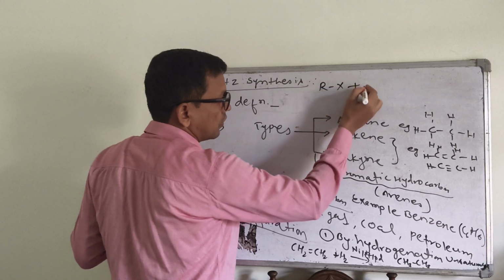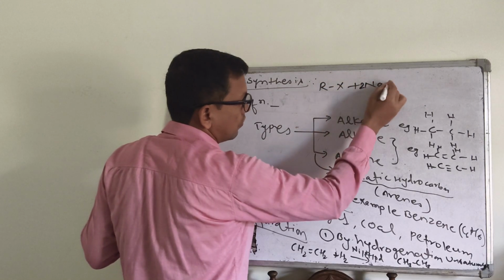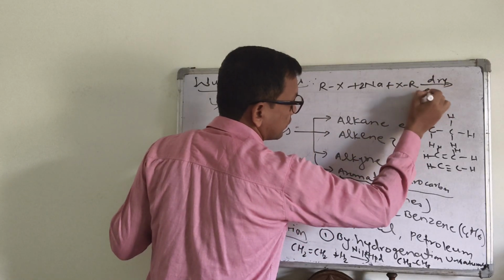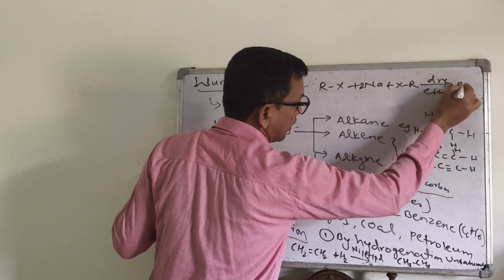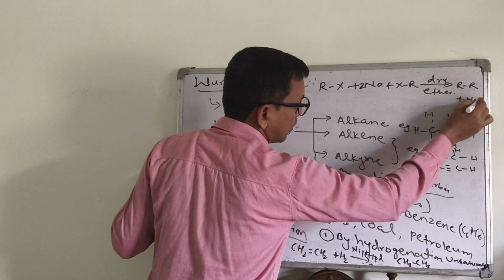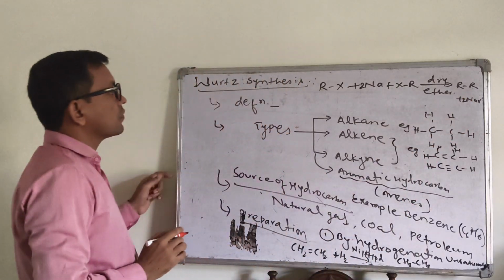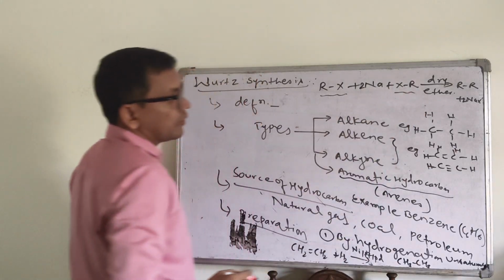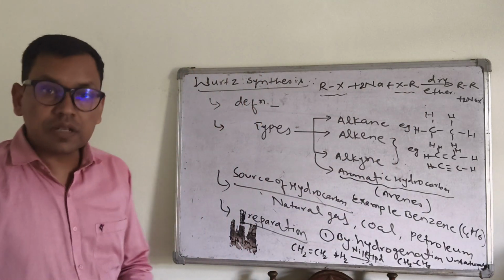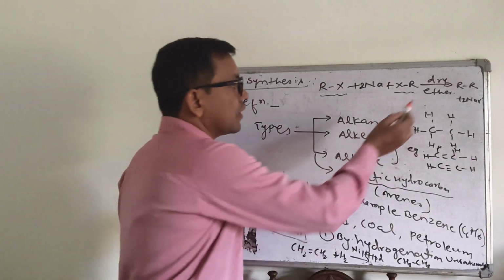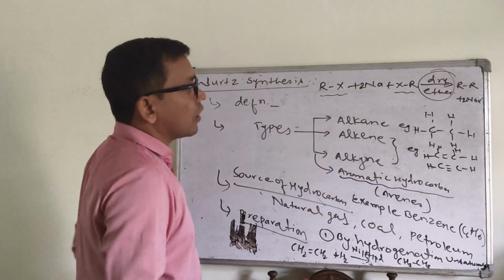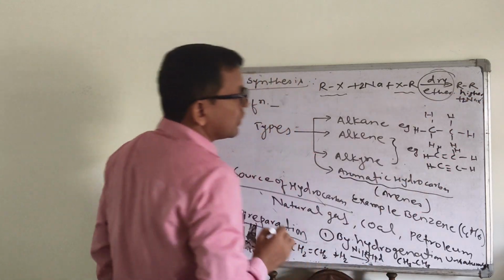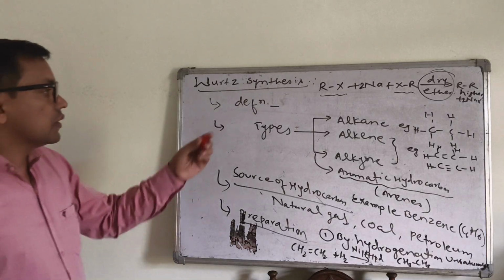Two molecules of alkyl halide with two molecules of sodium metal, in the presence of dry ether, give a higher alkane and finally sodium halide. When two molecules of alkyl halide react with sodium metal in the presence of dry ether, it gives the higher alkane. This reaction is called Wurtz reaction. This is the general reaction.